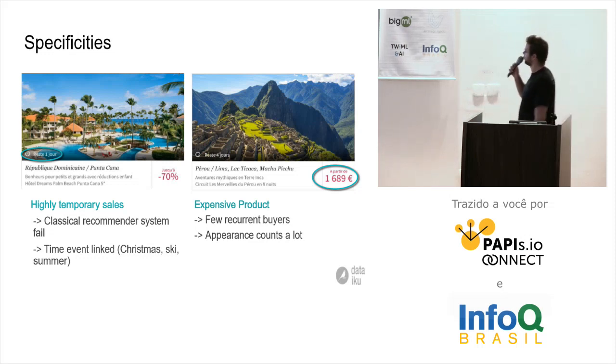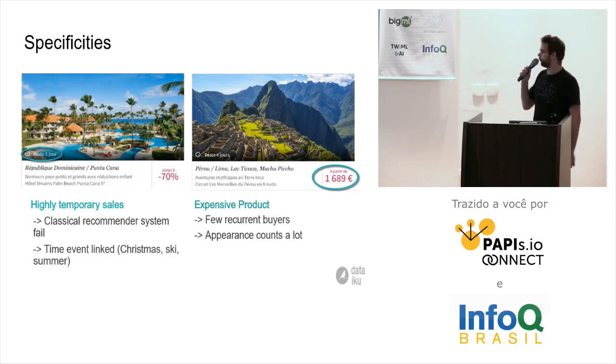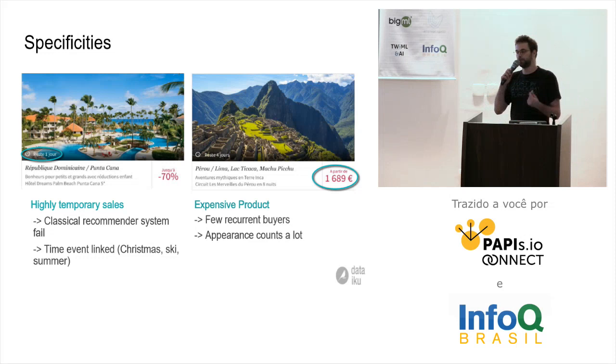The second thing is the product can be really expensive. You can see here 1,700 euros for a trip in Peru, in Machu Picchu. So of course you have few recurrent buyers, which means that the information that you want to capture is mostly the visits and the clicks.